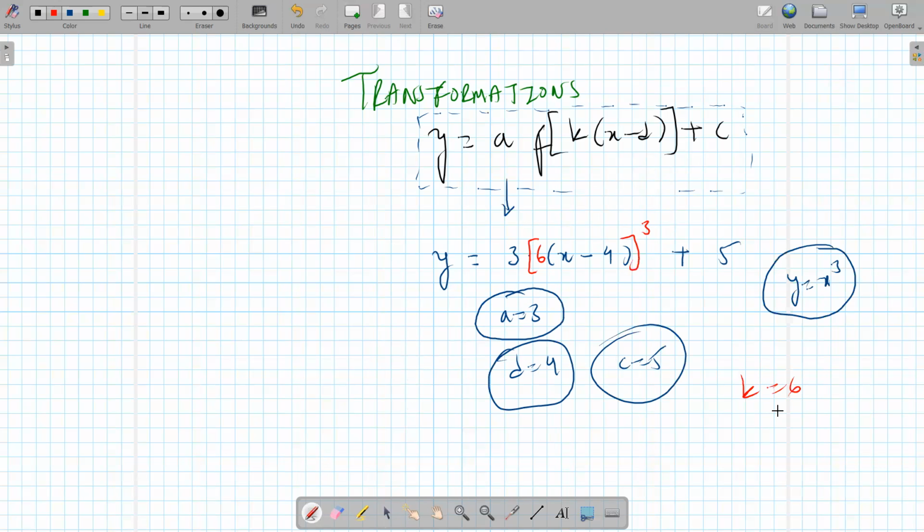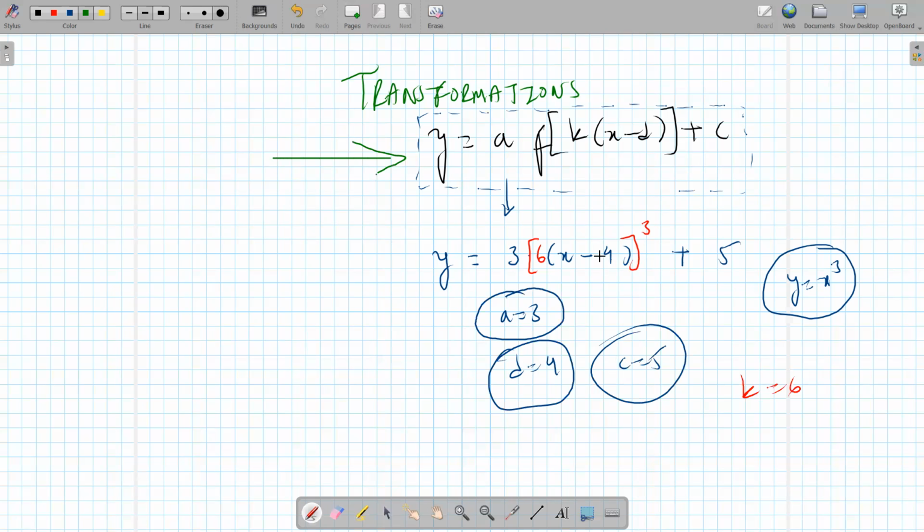Okay? So this is the trend for any transformation. Maybe eventually when we do sine, cosine, I don't know if we did it, but it's going to be the exact same thing. This thing is going to come over and over. You just have to identify the 4 magic letters, A, K, D, C, and the parent function, and you should be good. But then they're going to ask you to graph this.